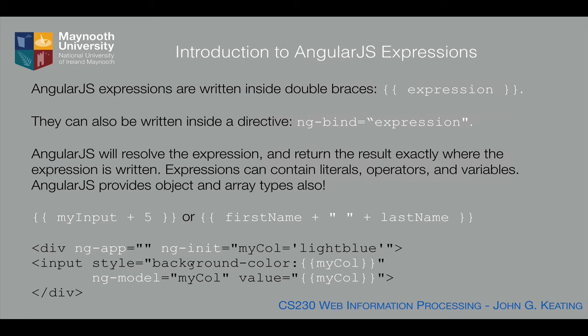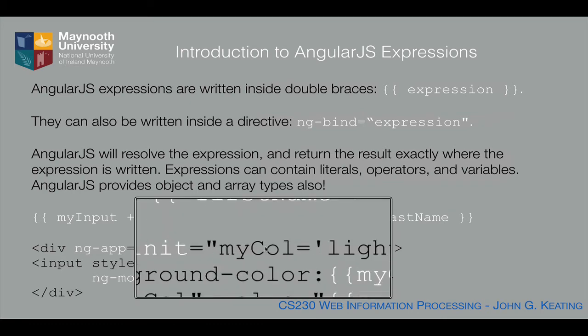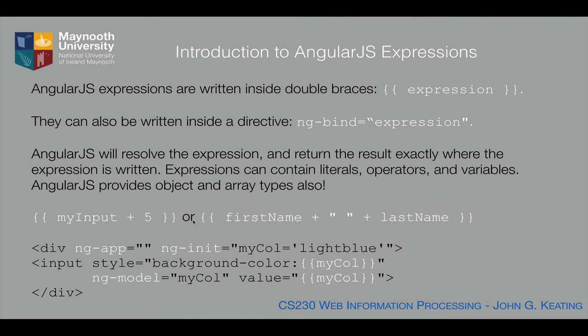Here we initiate a variable called color with the value light blue in our app, and we're going to tell our input box that the background color is blue, and the model has the value blue as well. So we're looking at the model, the controller, the view.